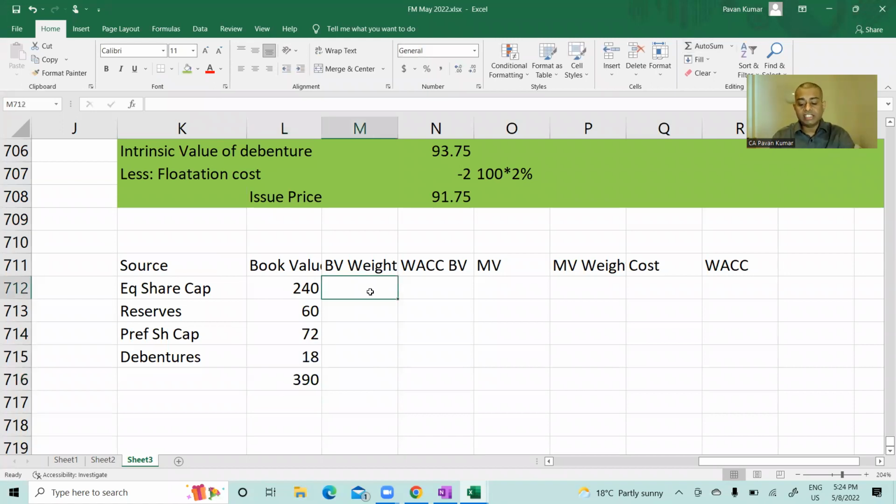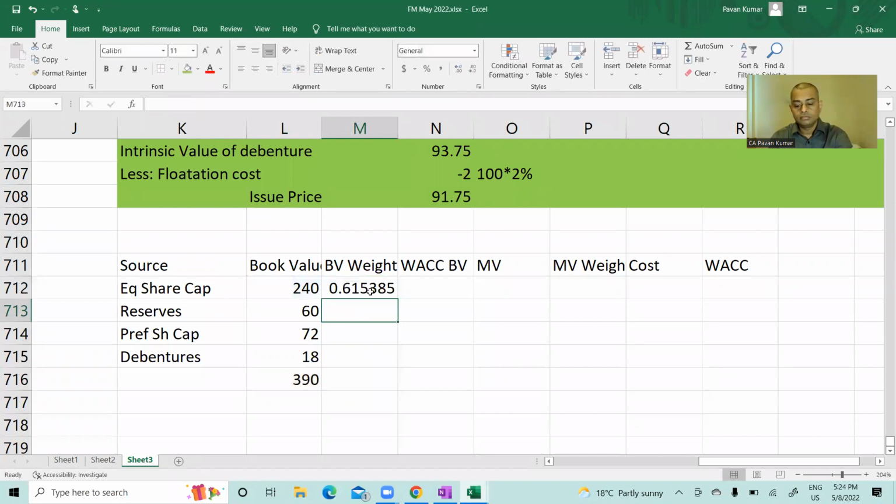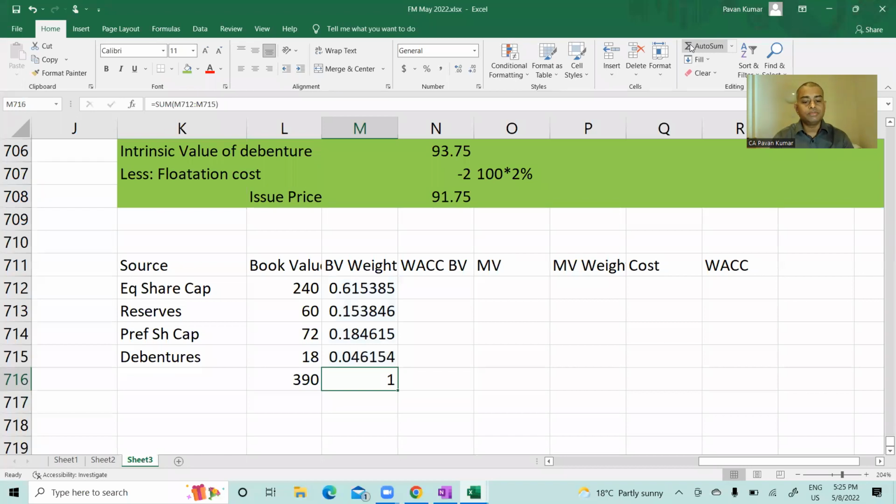Now calculate the weights. Can I say the weight is 240 divided by 390? Yes, sir. Then 60 divided by 390, 72 divided by 390. Within no time, we can complete this question. So this is one. Now take the cost.